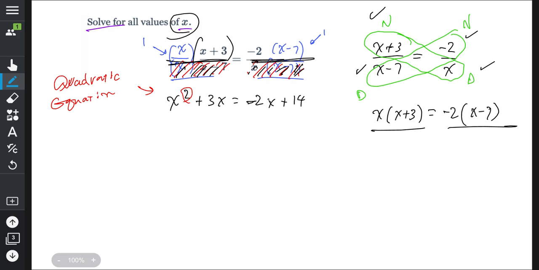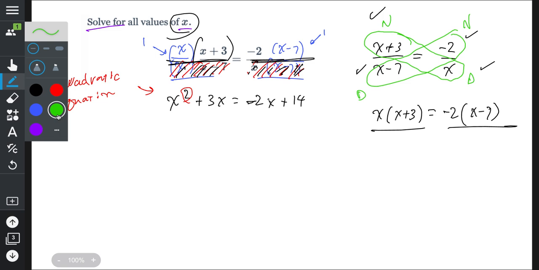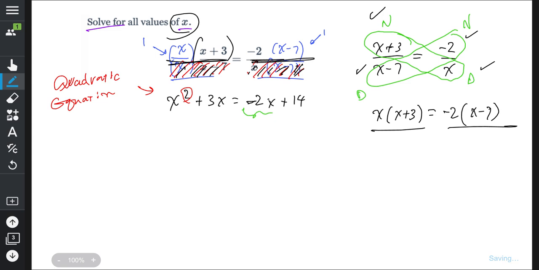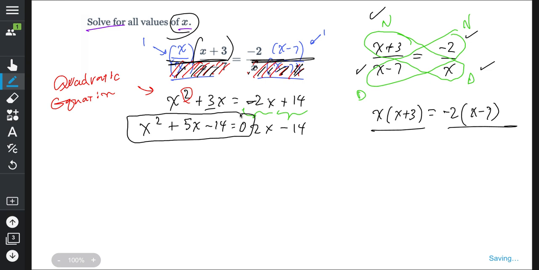Okay, and the approach is this. You're going to remember this from Algebra 2. Remove everything on this side of the equation, okay? And to remove that, we're going to add 2x to both sides. And that means it's going to be 5x over here when we add it to this. And we're going to subtract 14 from both sides. So a negative 14. This is what we got, okay? This is what we got. We want to zero out one side of the equation and shove everything on this.